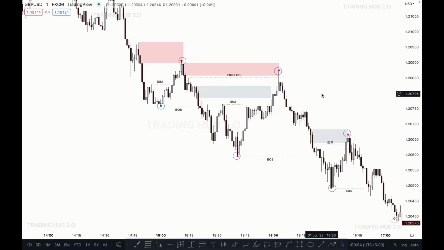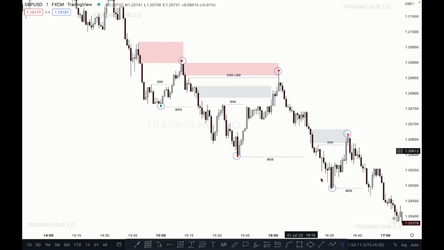Before taking entry, you must remember one thing: sell after taking out the high, buy after taking out the low in a bullish market, and sell when the market has taken out the high, like here, when the market takes out the high and then you sell. Same thing is here. So this is a simple way to identify inducement and engineering liquidity.